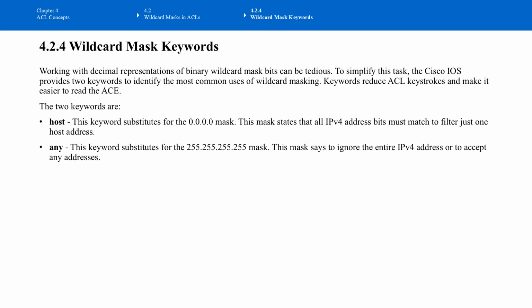4.2.4 Wildcard mask keywords. The wildcard mask keywords are host and any. Cisco IOS provides 2 shortcuts that make ACL commands easier to write and read. The host is 0.0.0.0. It means match one specific IP address exactly. And any is 255.255.255.255. All wildcard bits are 1, so all address bits are ignored. Therefore, any IPv4 address matches.